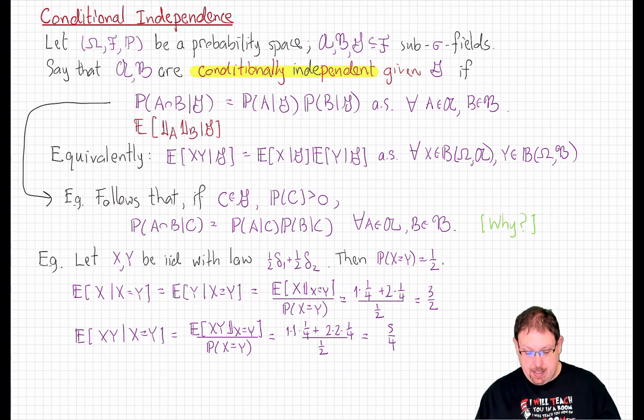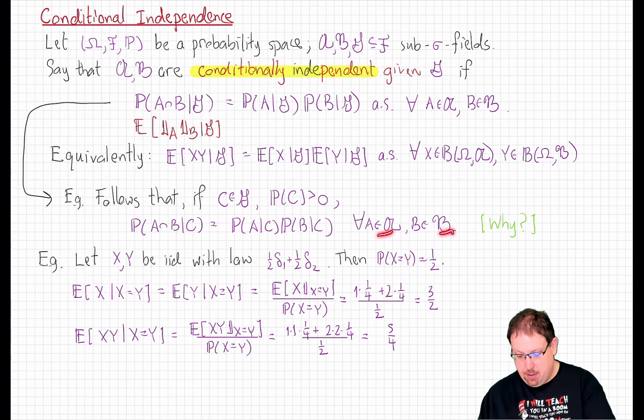First, let's rephrase conditional independence in terms of the non-functional form. You can check easily that this property means that if C is any event in G with positive probability, the conditional probability of A intersect B given C is the product of the conditional probabilities of A and B, each given C. That's an exercise for you to work out. In other words, conditional independence given G implies that if I select any positive probability event in G, the conditional probability measure given C makes these two sigma fields independent.